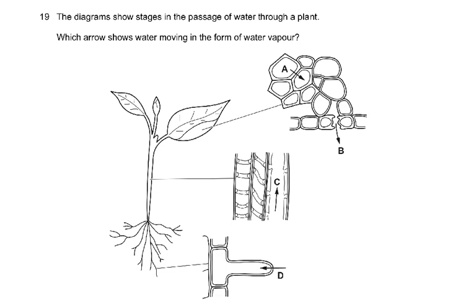Question number 19, the diagram shows stages in the passage of water through a plant. Which arrow shows water moving in the form of water vapor? Now, let's look at it. A, B, C, or D?